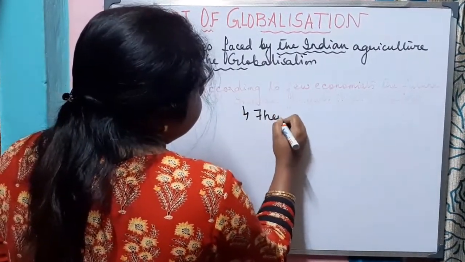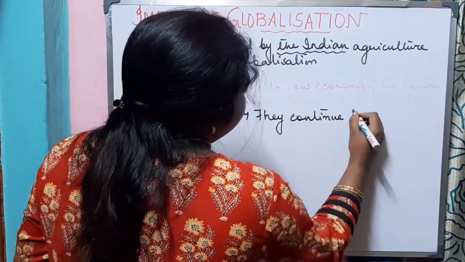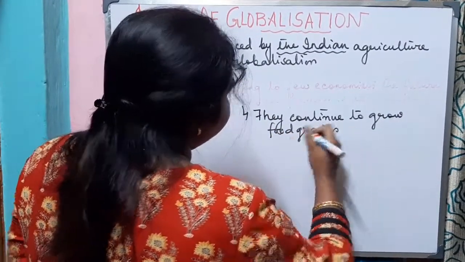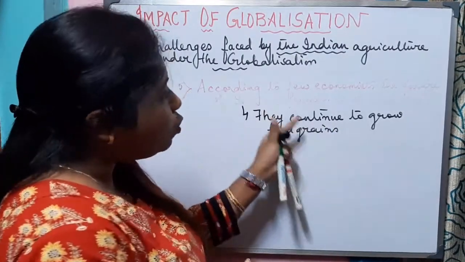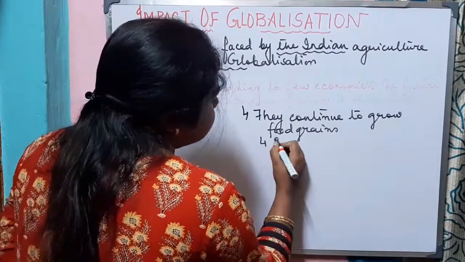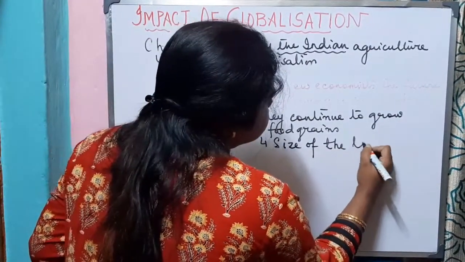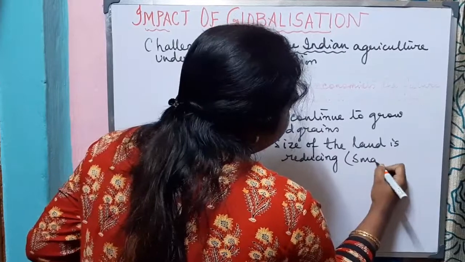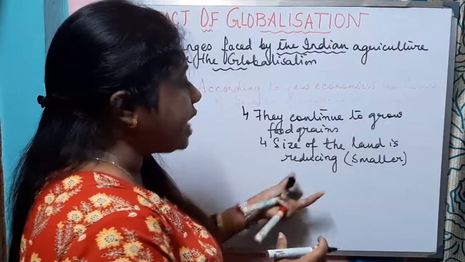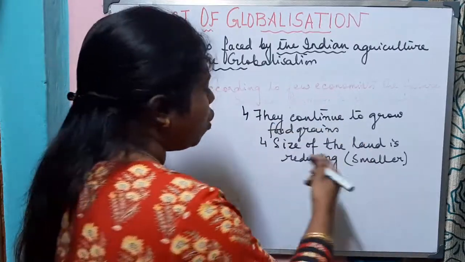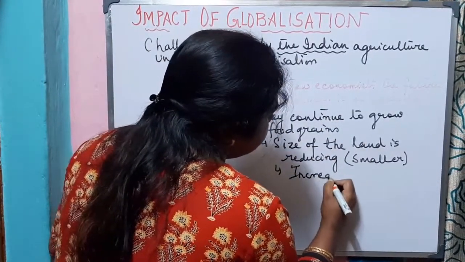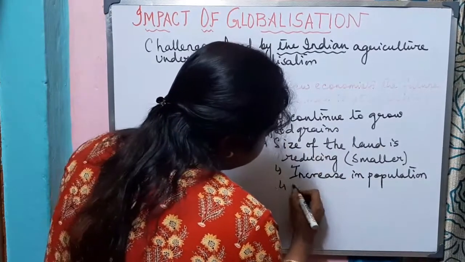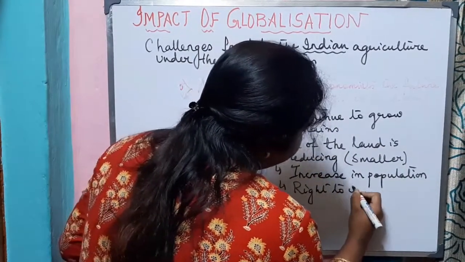If they continue to grow food grains. So as the Indian farmers are continuing to grow food grains, their future is bleak because the size of the land is reducing. That means it is becoming smaller. The land holdings are smaller and becoming smaller due to increase in population and the right to inheritance.